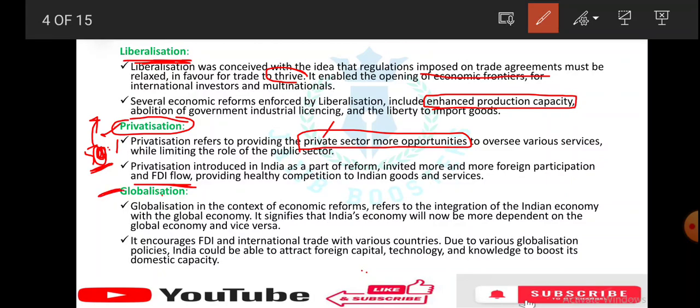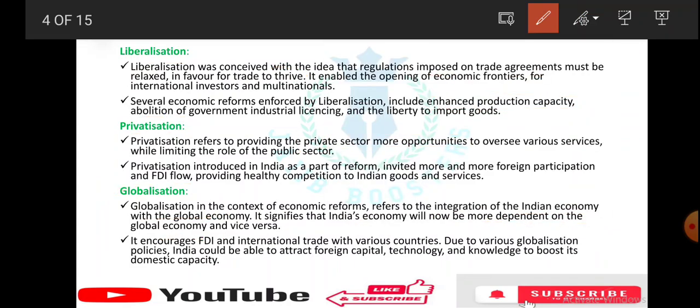Next, what is globalization? It refers to the integration of the Indian economy with the global economy. The Indian economy is now more dependent on the global economy, and the global economy is also more dependent on the Indian economy. It is vice versa. It encourages FDIs and international trade with various countries. Due to various globalization policies, India was able to attract foreign capital and knowledge to boost its domestic capacity.